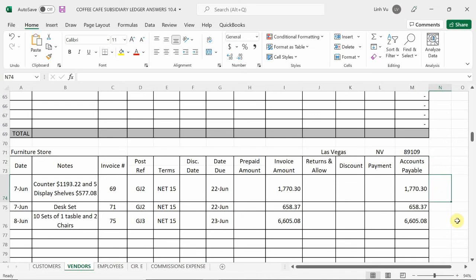So in this case, I have to pay $17.70 plus $658.37 to get a total of $24.28.67.